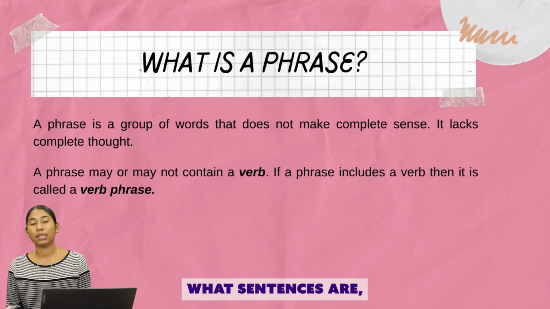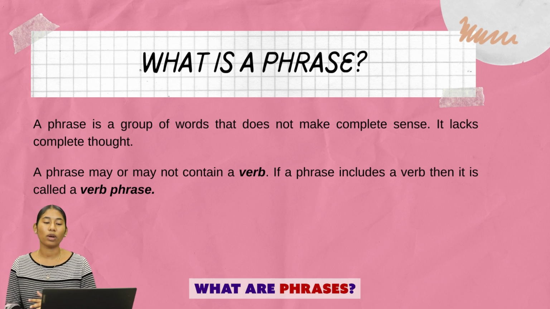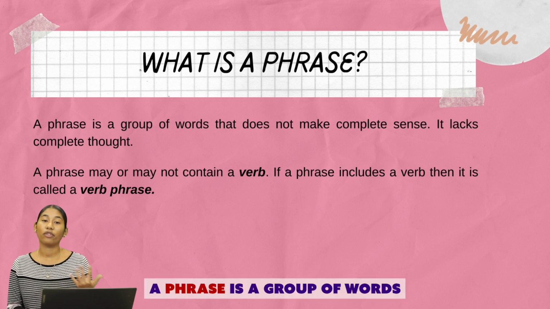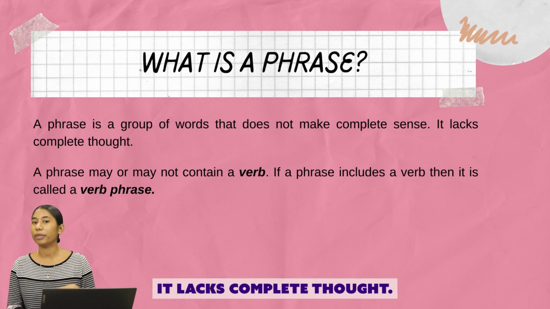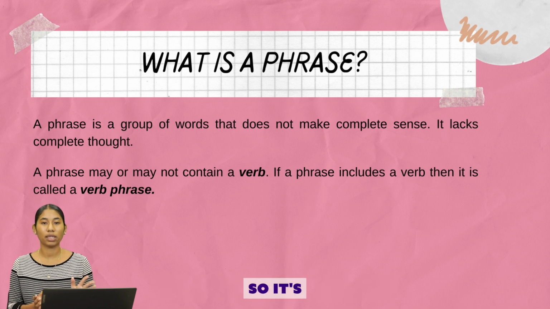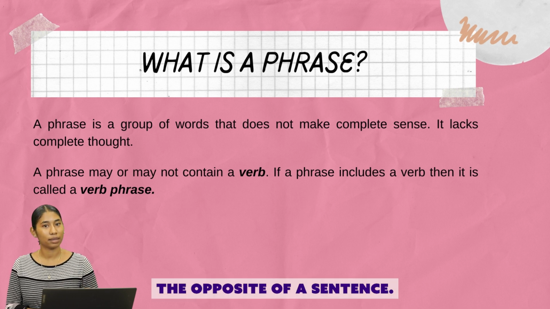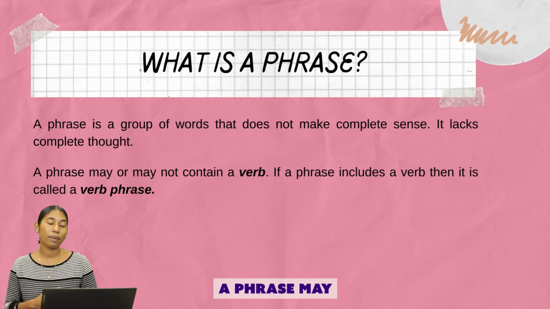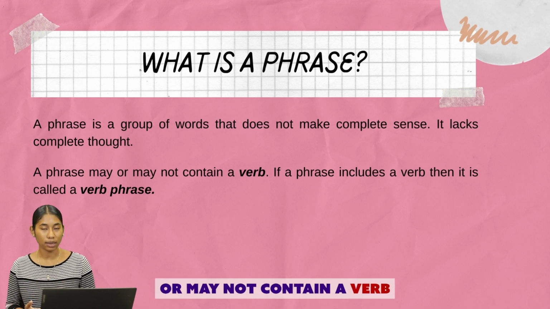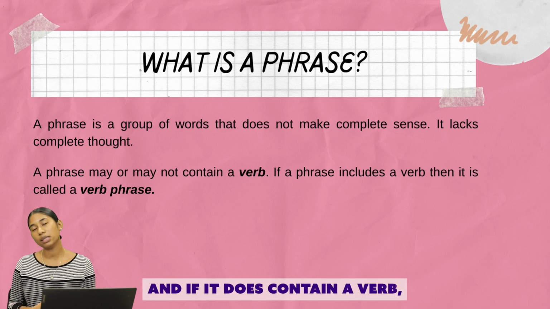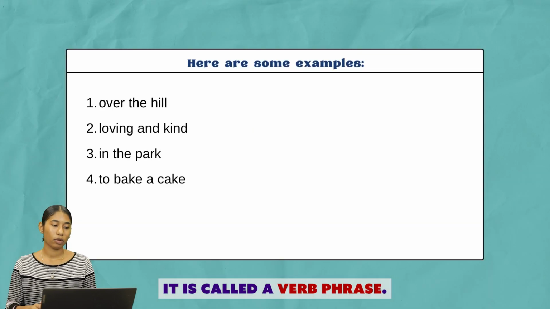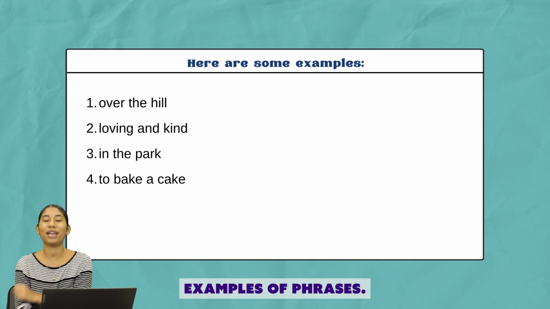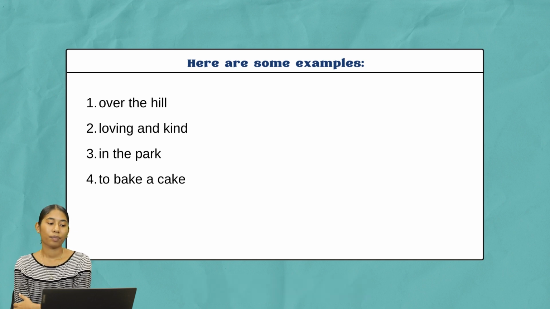So now that we know what sentences are, what are phrases? A phrase is a group of words that does not make complete sense. It lacks complete thought. Yeah, so it's the opposite of a sentence. A phrase may or may not contain a verb, and if it does contain a verb, it is called a verb phrase, right?